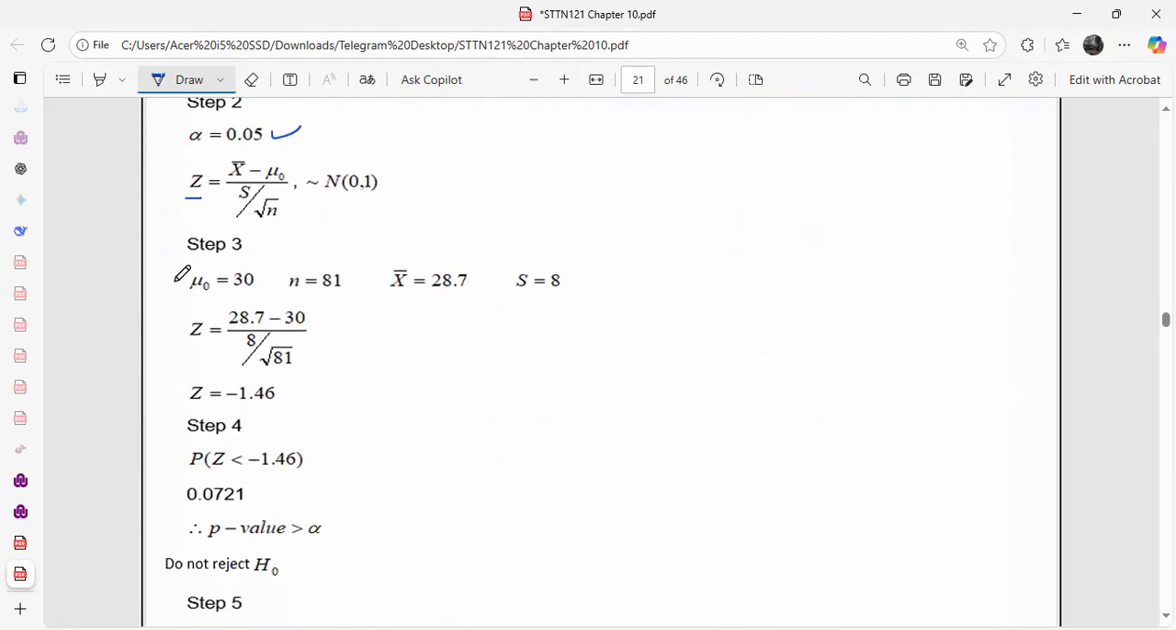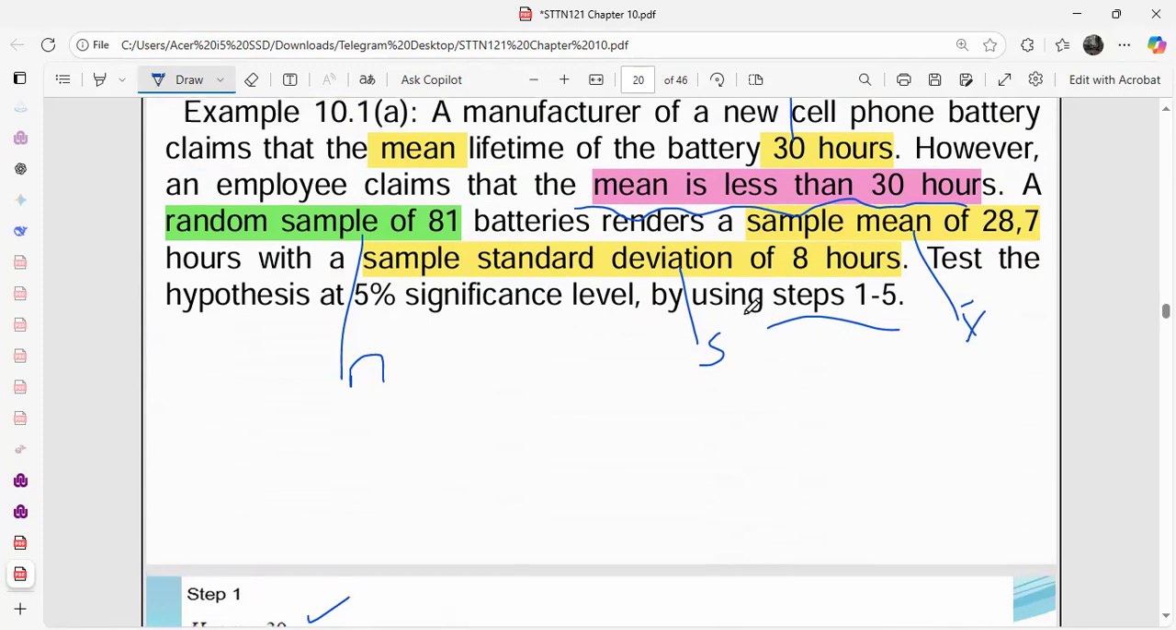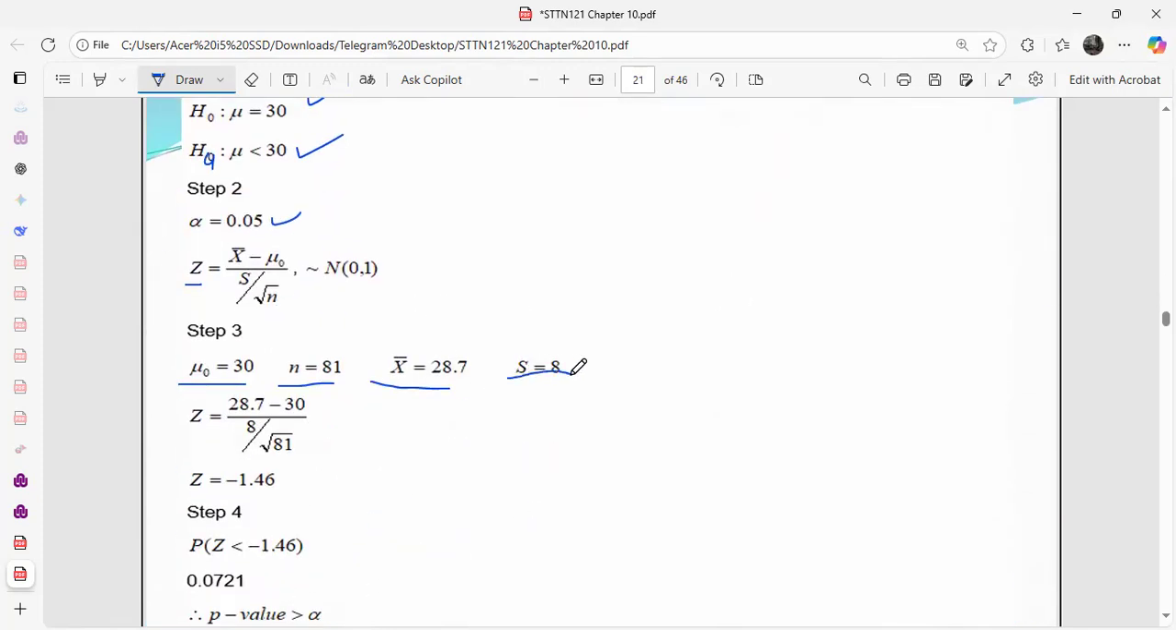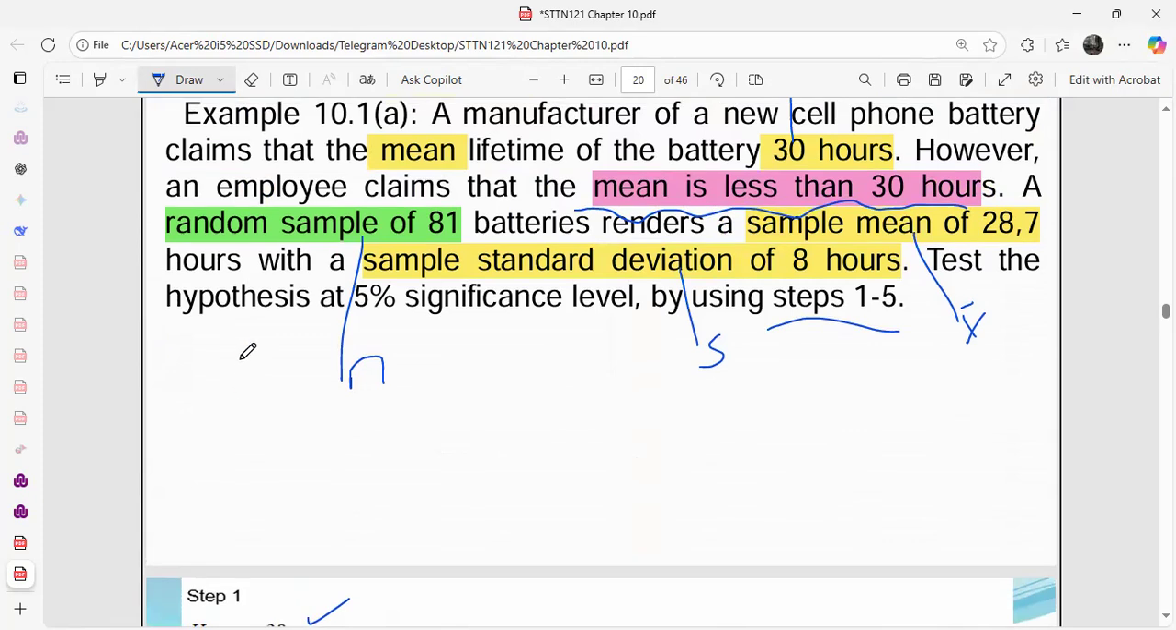Step three, you just write down what you're given here. 30 was the population mean, 81 is n, and x bar is the sample mean. You got it was 28.7. Then the sample standard deviation was 8. You substitute this here, and then you get the z value as -1.46. Step 4, you need to calculate the probability. Since now it's less than, you're not going to use 1 minus the probability. Now we are dealing with the left-sided.